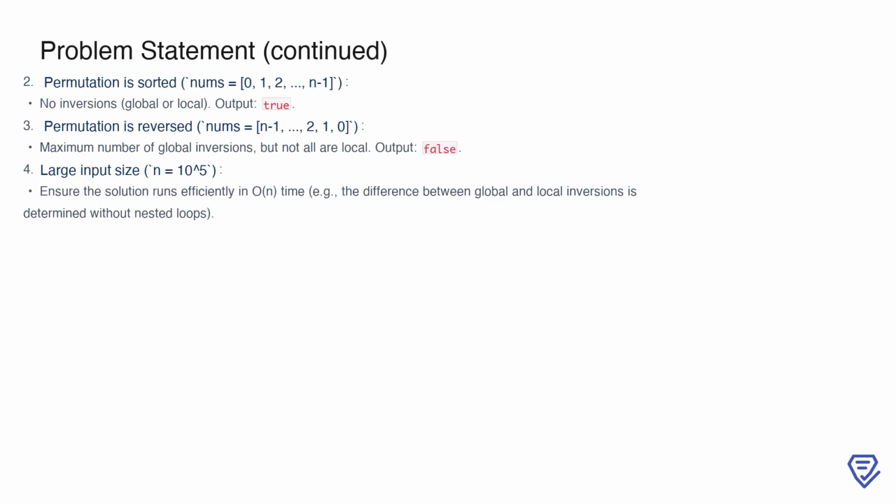On the other hand, if the permutation is reversed, such as nums equals [n-1, ..., 2, 1, 0], there are many global inversions, but not all of them are local, meaning the output will be false. Another important edge case is when n is very large, up to 10^5. In such cases, the solution must be efficient, ideally running in O(n) time. This is important because brute force approaches using nested loops to count global and local inversions would be too slow. The challenge lies in finding a way to determine whether the difference between global and local inversions can be resolved in a computationally efficient manner.